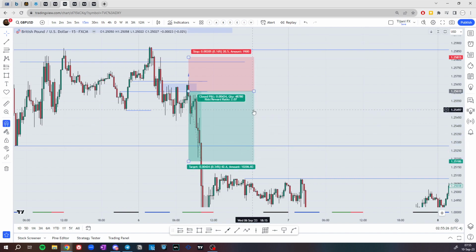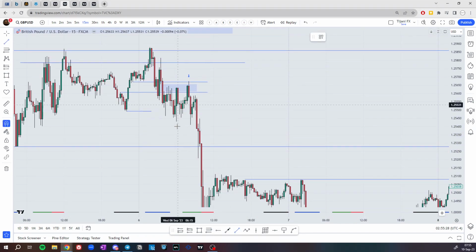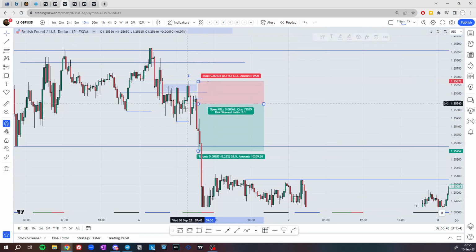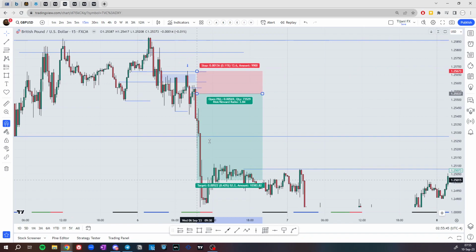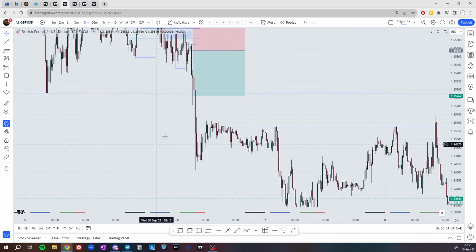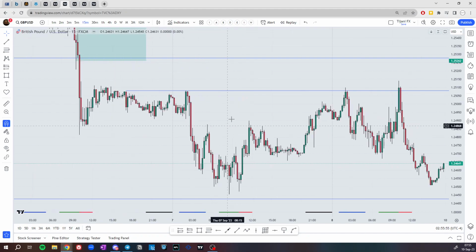Or if I waited for more confirmation, as we see price taking this low, this is another second entry for me at this fair value gap, with stop loss above the high and targeting 122. Also targeting this low here. As you see, price has given more than 122 as price has dropped lower.